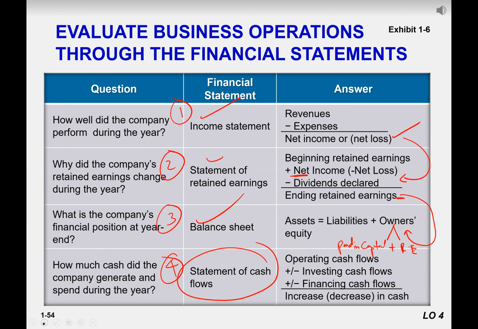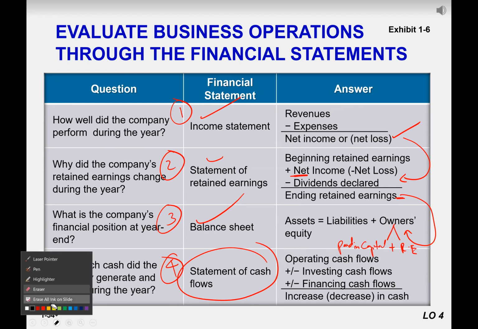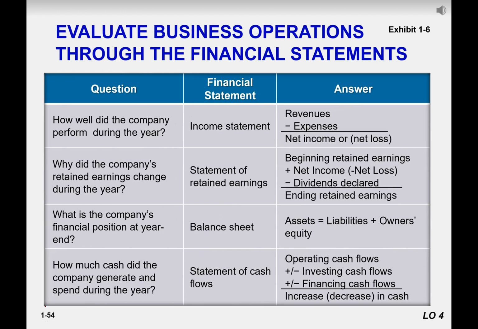Yeah, I don't get how the statement of cash flows is different from a statement of retained earnings. Can you explain that again? Okay, very good question. Let me just erase all here. So the question is how the statement of cash flow is different from retained earnings, right?